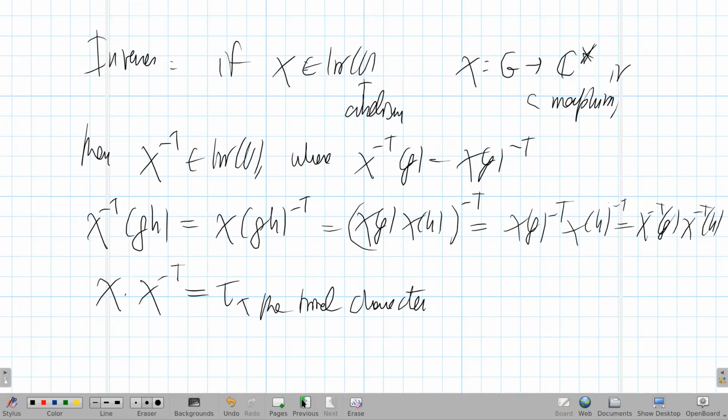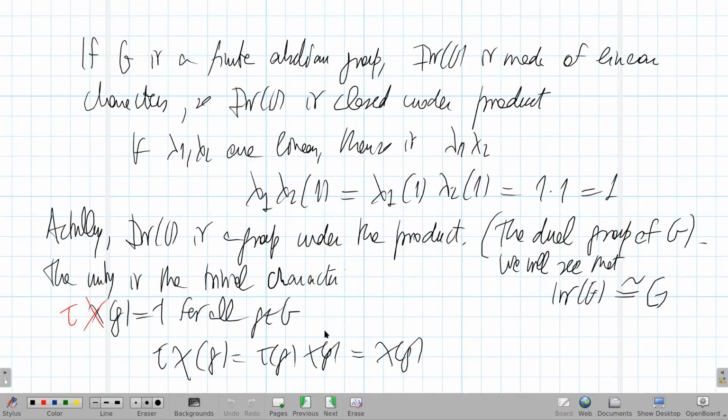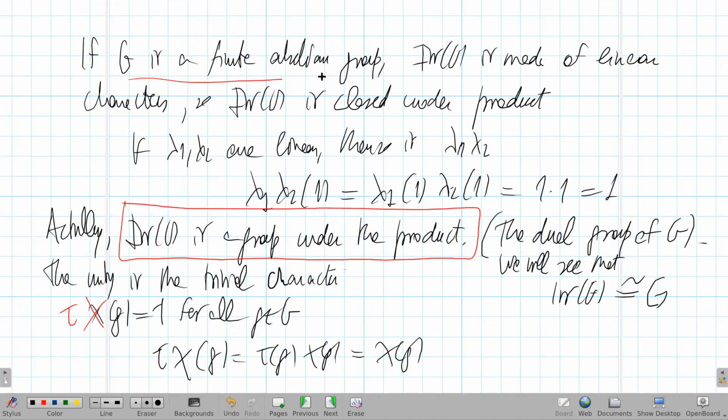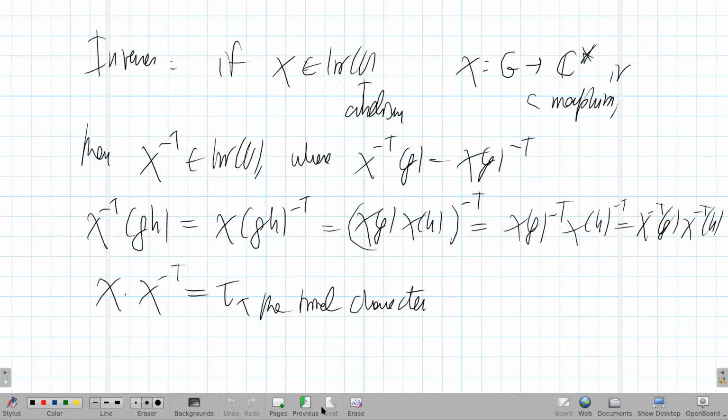So what we have found is that the irreducible characters of a finite abelian group are a group under this product, okay? And it's called the dual group. And we will see that this group is isomorphic to G. And we'll describe the group and we'll see that it's not terribly difficult, but we'll do it in 2 weeks' time.